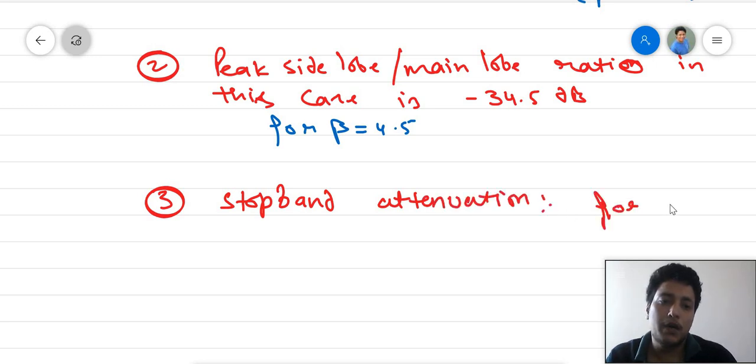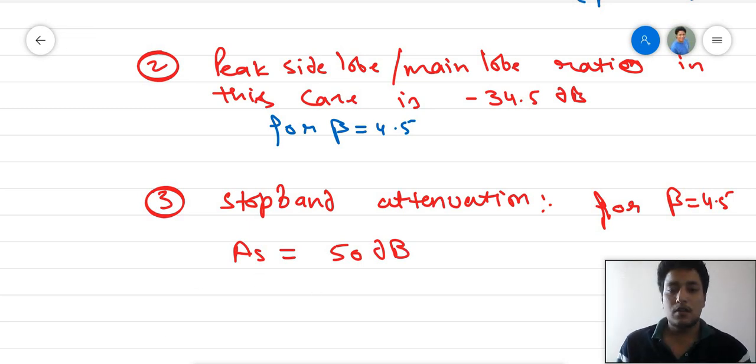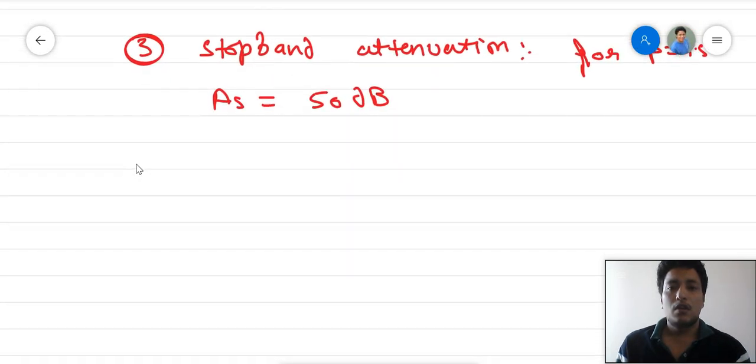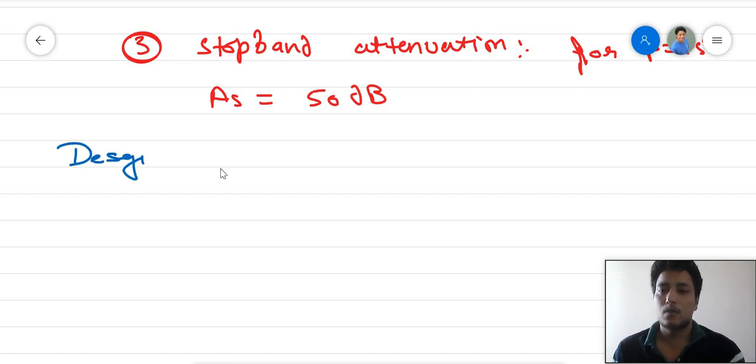For beta equals 4.5, As is equal to 50 dB, which is better compared to the rectangular window, triangular window, Hanning window. Now after this, we have seen the Kaiser window is the most modular window and can be tuned accordingly. So we will see the design procedure of the Kaiser window.